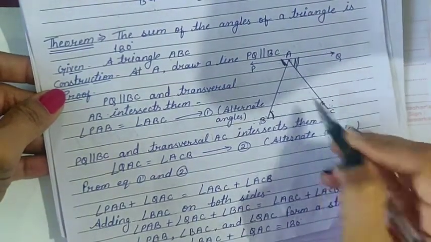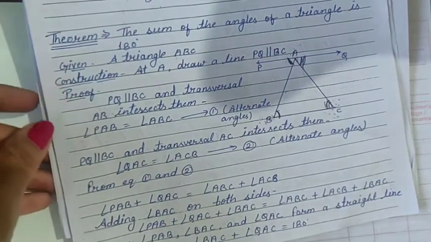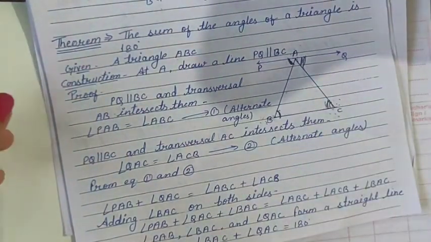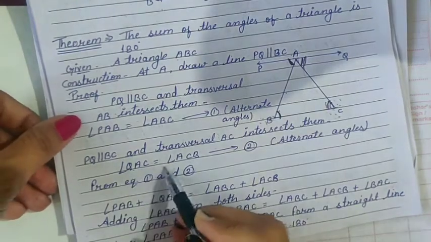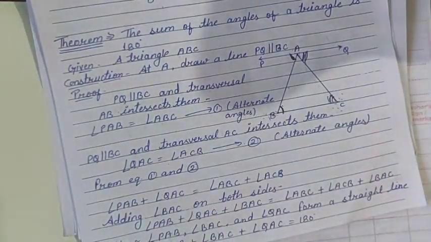Now if PQ is parallel to BC and AC is a transversal, then angle QAC equals angle ACB. This angle equals this angle. These two angles are also alternate interior angles. So angle QAC equals angle ACB. This is equation number 2.